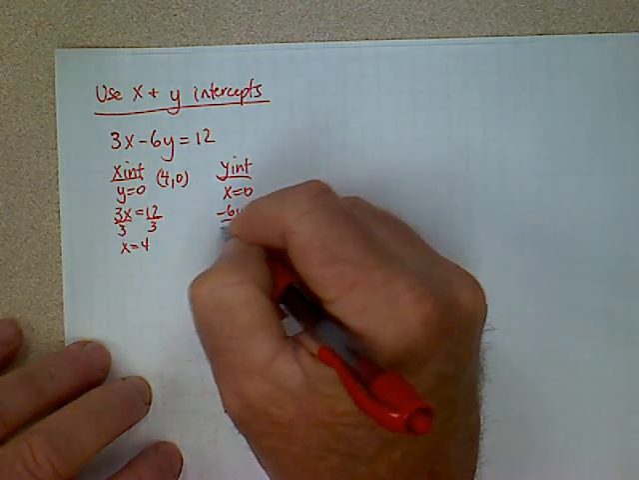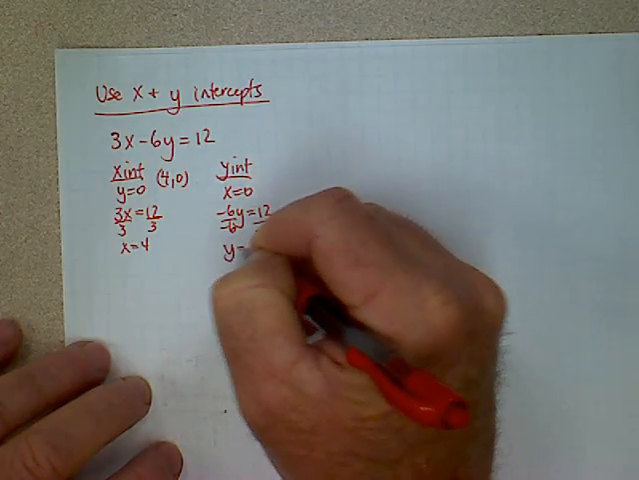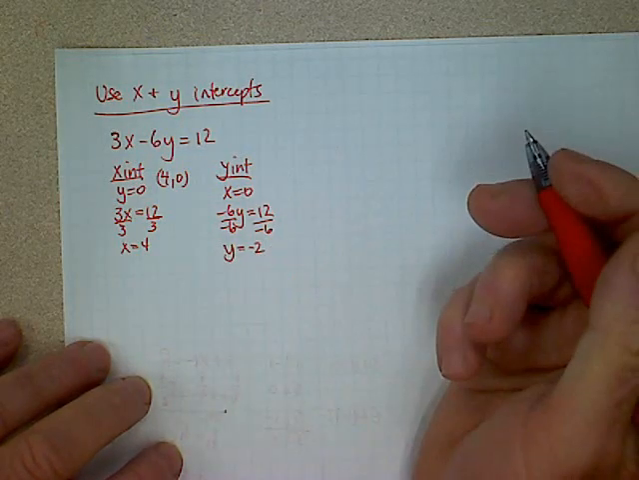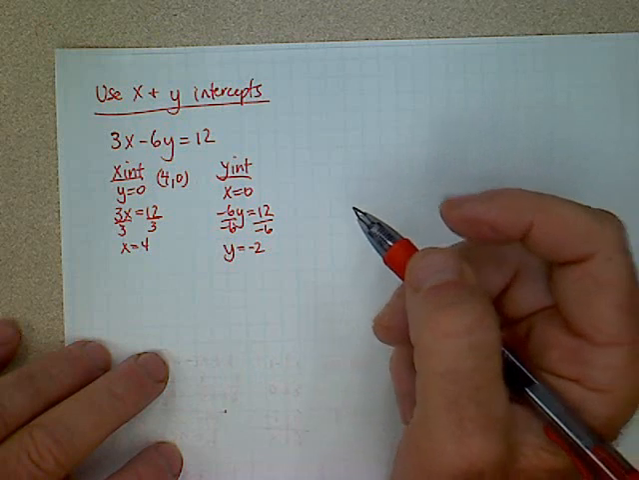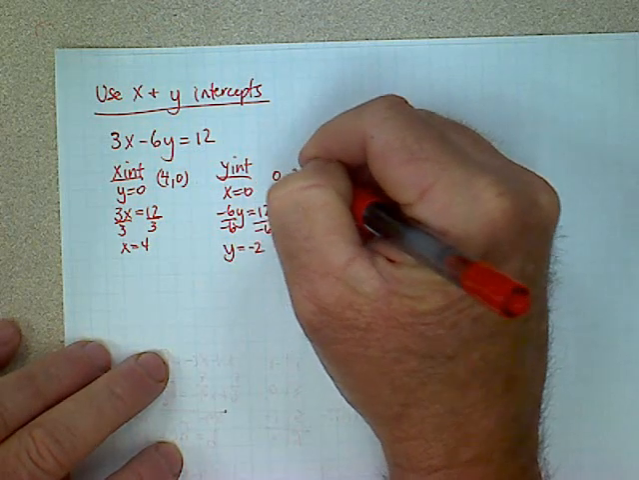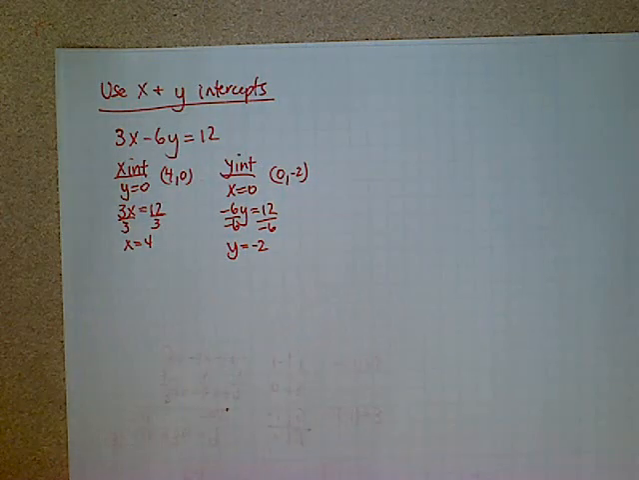Divide each side by -6, and you'll have y equals -2. So that means that your y-intercept will be (0, -2). All right, so we have our x and y-intercept. Now we can go ahead and graph. Now again, I'm not going to graph that one. I'm going to show you on the next one. We'll just do one of them.